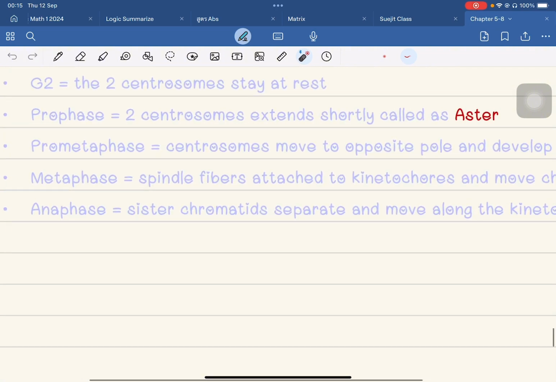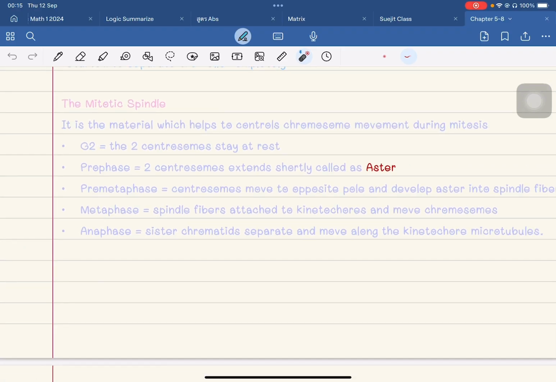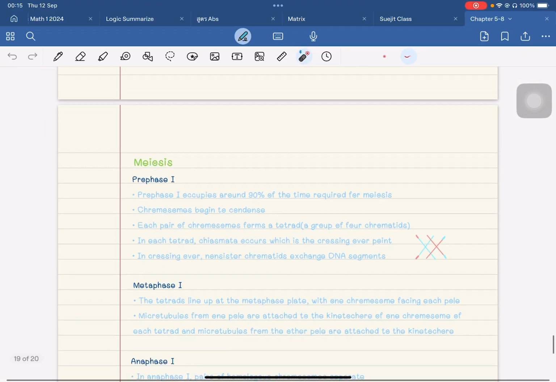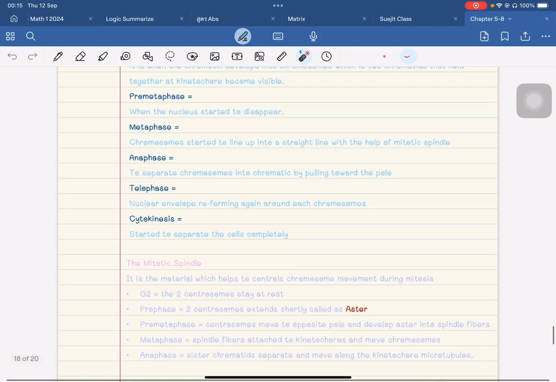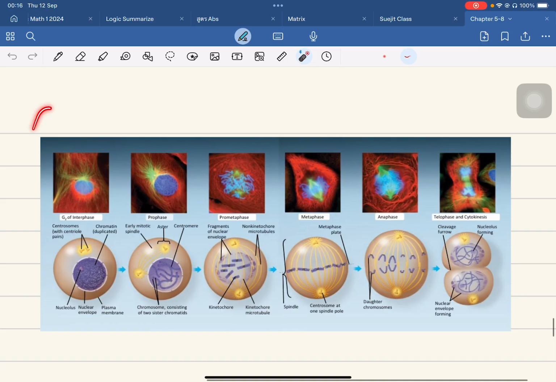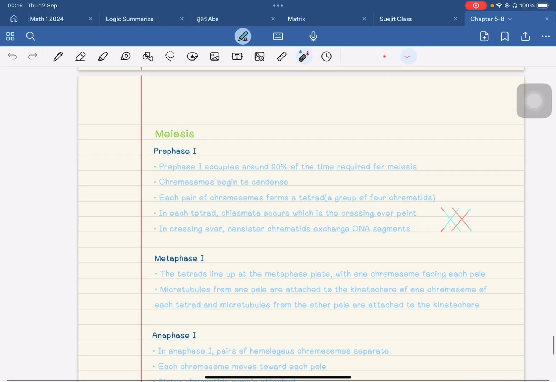And the last one is the anaphase, when the sister chromatids separate and move along the kinetochore microtubules. So that's all for mitosis. Next, we're going to go with meiosis.